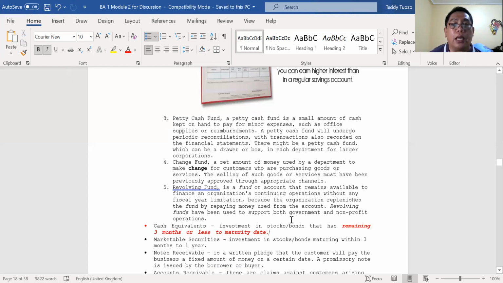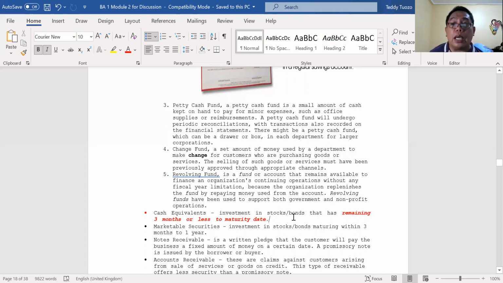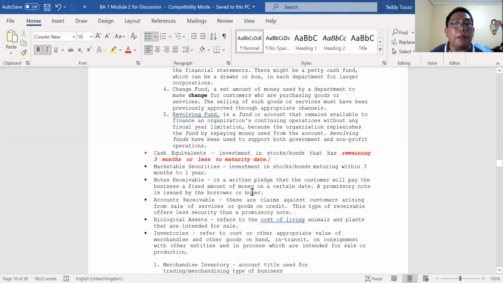Ang ija maturity. Otherwise, if it's more than that, it's only a current asset under investments, or current investments, or marketable securities. Okay? Then marketable securities, investment in stocks or bonds maturing within 3 months to 1 year. This is the one that I've said. Kung more than 3 months, within more than 3 months to 1 year, no? Ang marketable securities. Again, these are investments in stocks or in bonds. Uman dyan mga investment in stocks or in bonds.